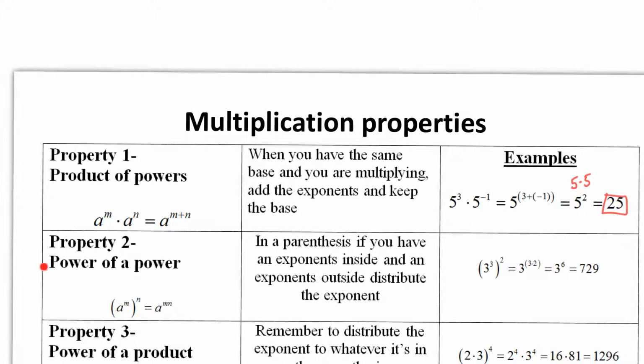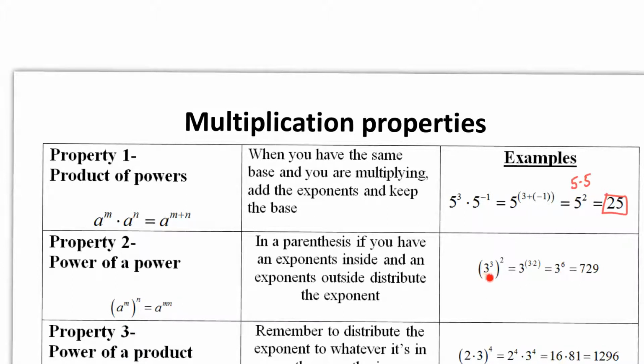The next property is called the power of a power. So the power of a power looks like this. You have parentheses. You have something to an exponent, so a to the m power. And all of this is raised to another exponent. So you have a to the m power to the n power. So in parentheses, if you have an exponent inside and an exponent outside, you will multiply the exponents. Okay, so you are going to multiply this one times the one inside. So m times n. Notice this is multiplying right here.